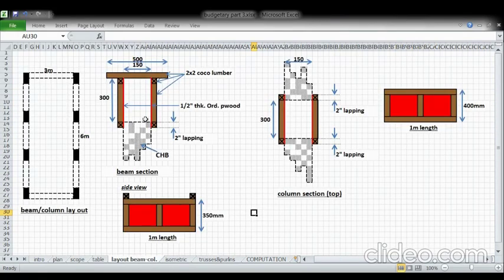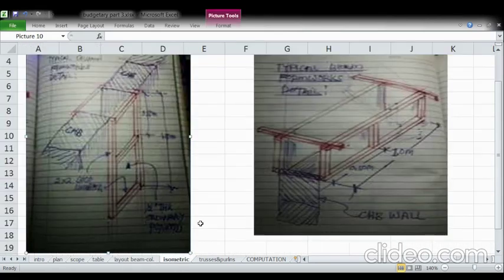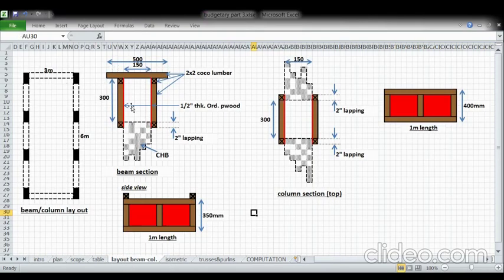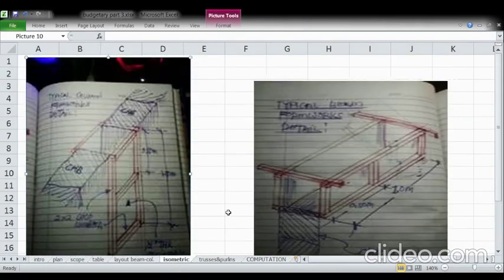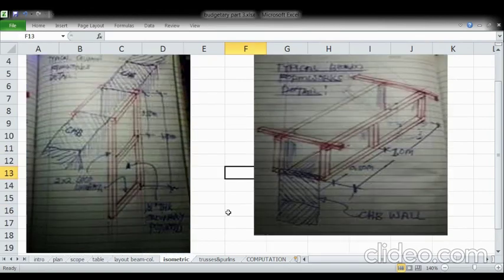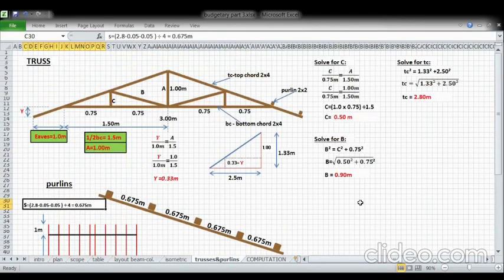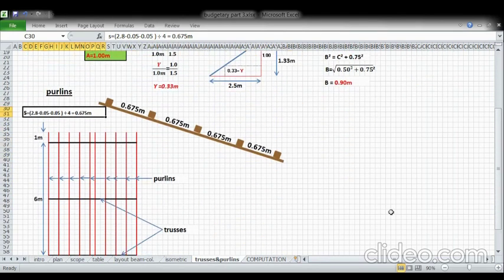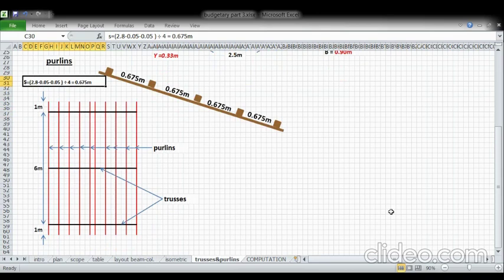The truss layout, the sections. Of course, the isometric freehand sketch. I made this for you guys to understand what this is all about. The sections are to have a clearer view. So you can do the screenshot now.